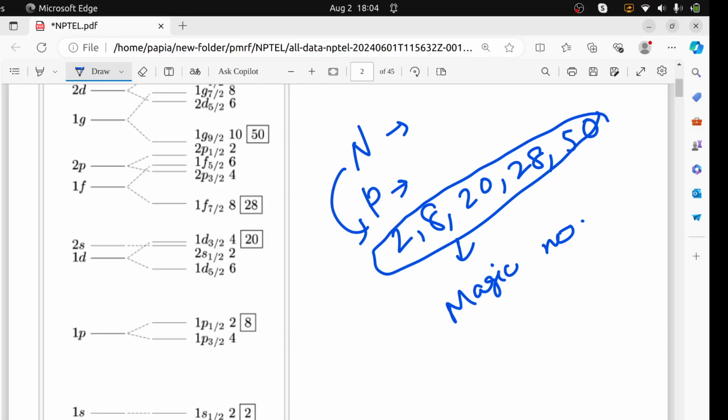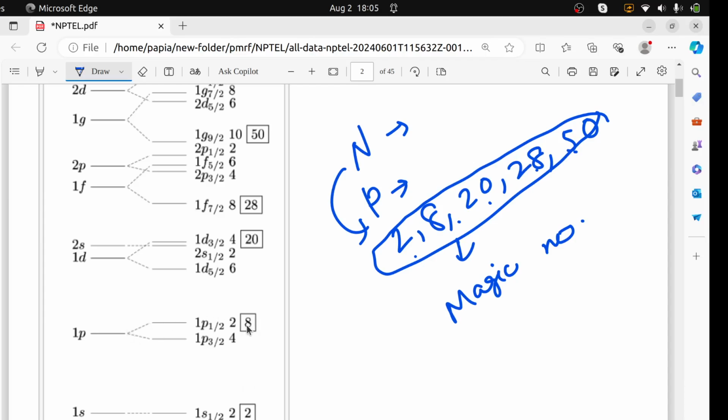If the proton number is 2, 8, 20, 28, or 50, then this type of nucleus will have a magic number of protons. Similarly for neutrons, with these numbers it will be a nucleus with a magic number. So a magic number is nothing but a number that gives more stability to that nucleus. Why is it like that? Because you can see this is the filled nuclear state. Here also if I consider 1p, then 2, then 4, then 2, so as a whole the 8 will come.